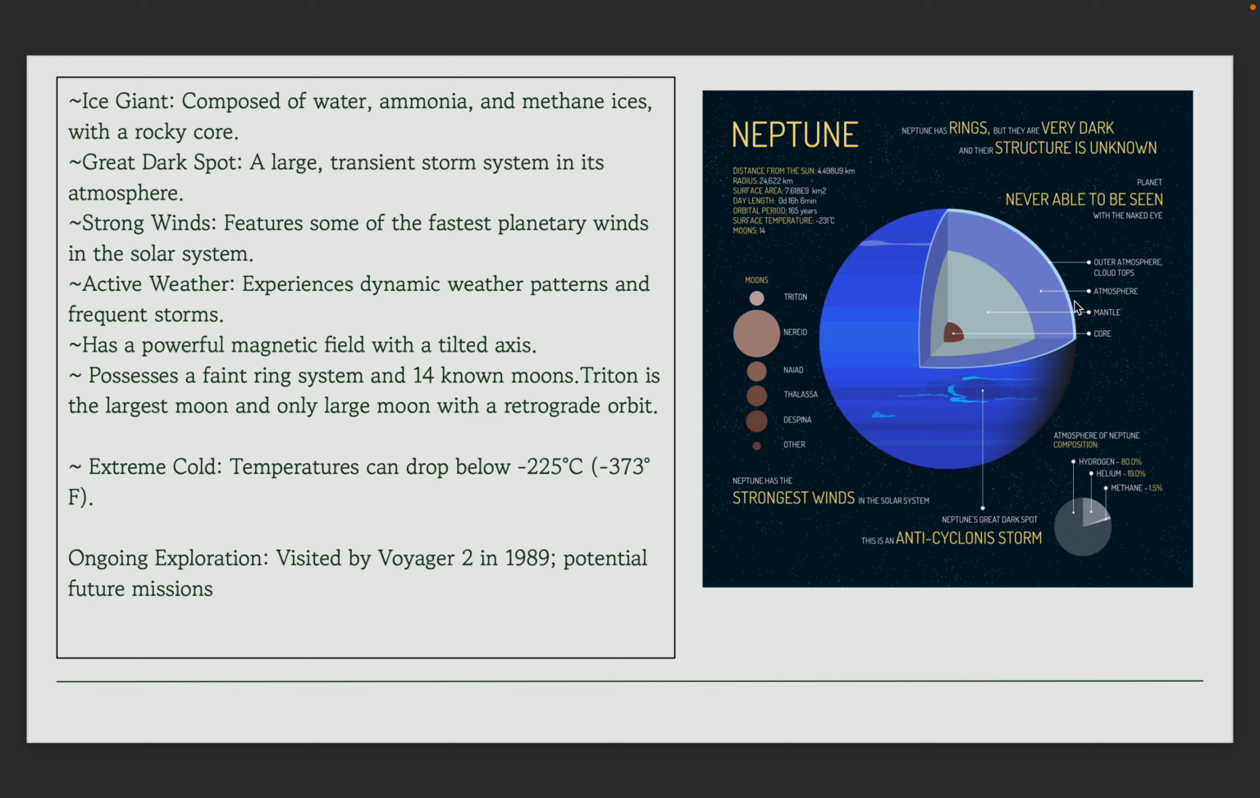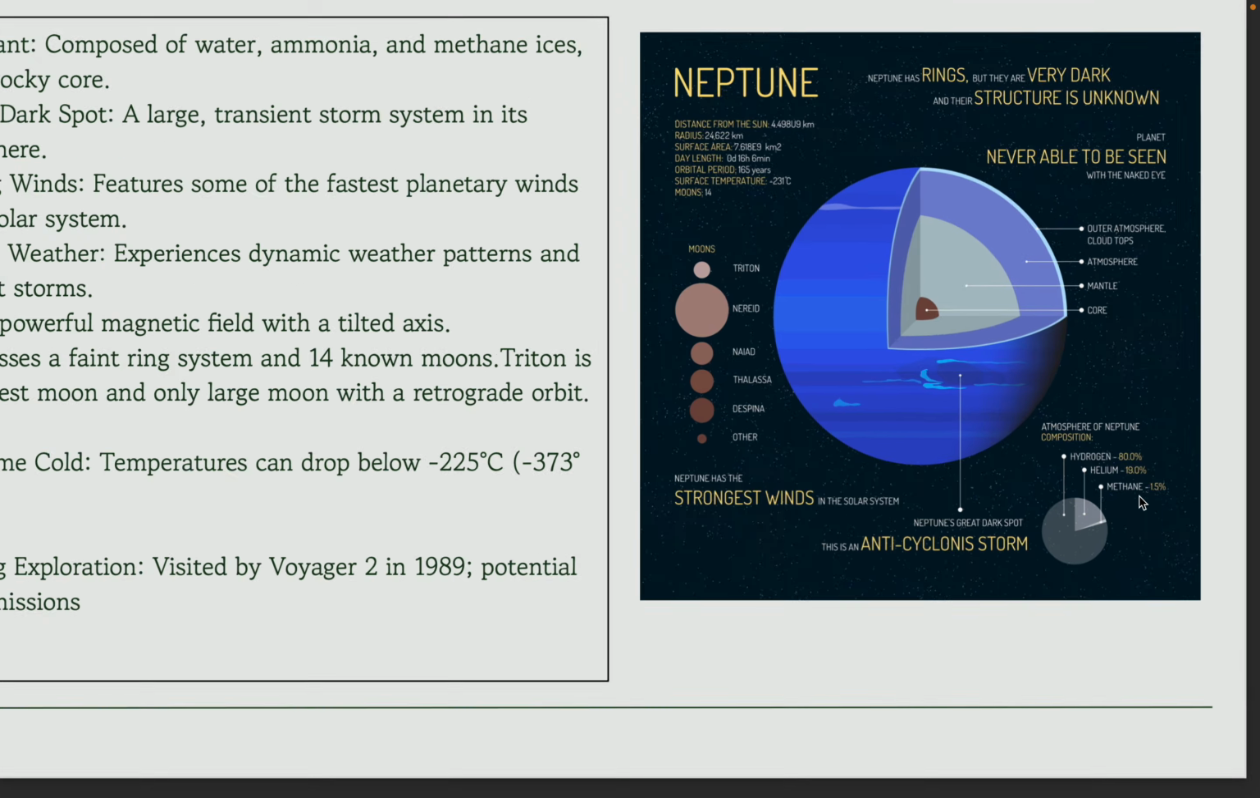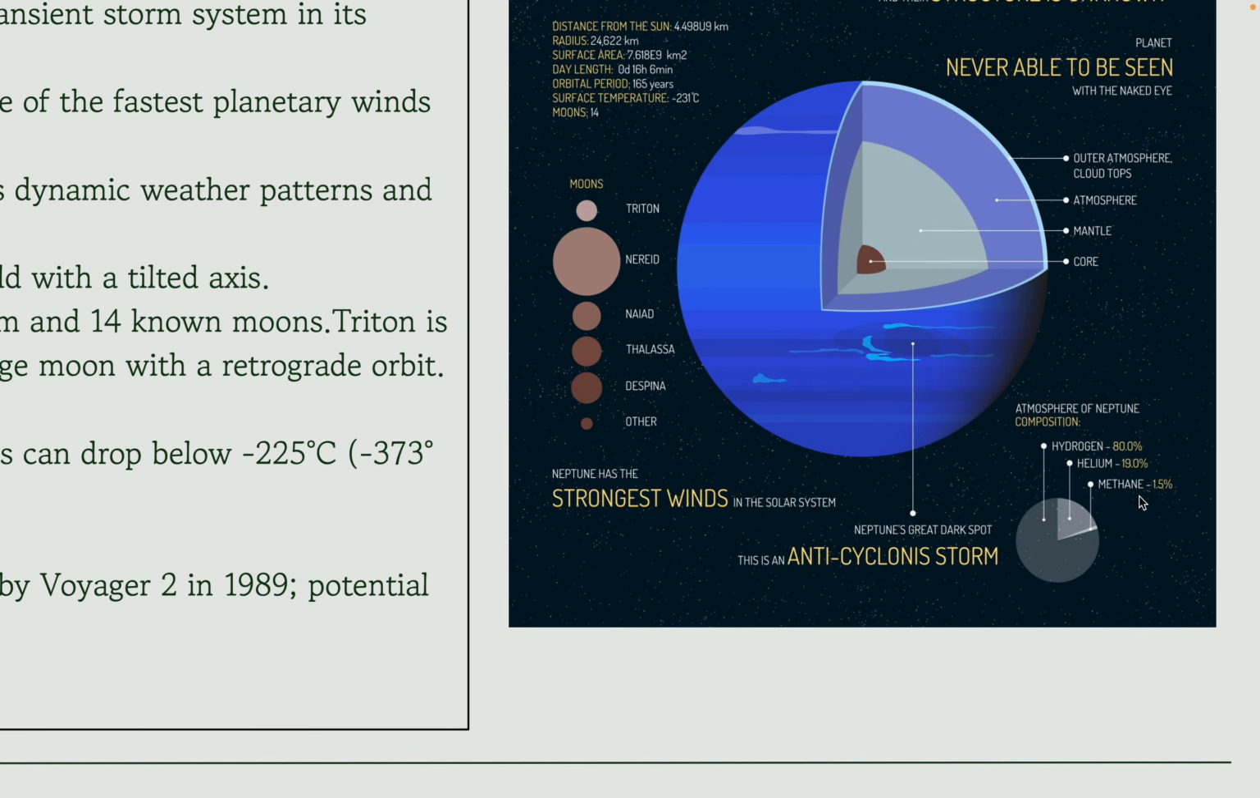And for seeing this planet, you need a telescope. This planet has been divided into different sections such as the core, mantle, atmosphere, and the outer atmosphere layers. This planet also has a similar composition to Uranus; its atmosphere has hydrogen, helium, and methane. Hydrogen is about 80% in Neptune. Helium is about 19% and methane is about 15%.